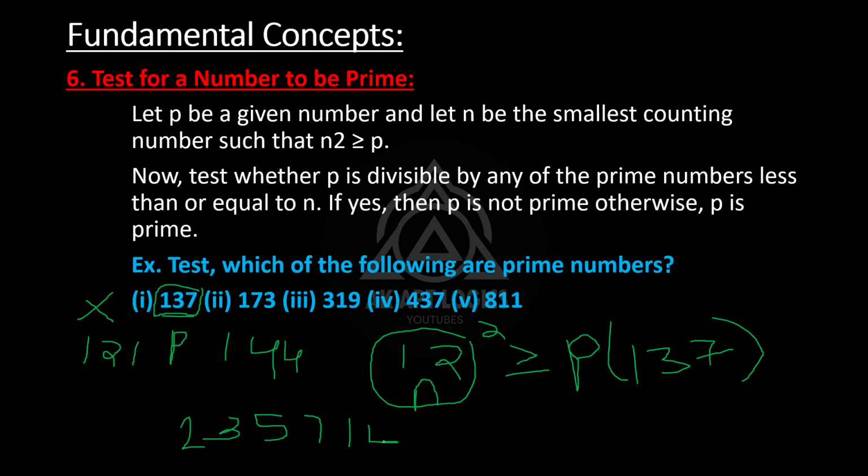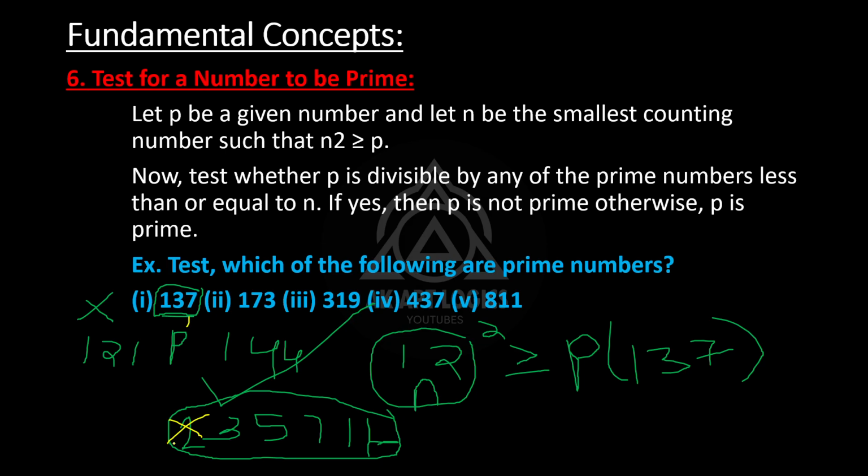After that we will get 13, which is greater than 12, so we shouldn't take that. We have to check whether 137 is divisible by these numbers 2, 3, 5, 7, 11. So let us check. Is 137 divisible by 2? No, because the last digit is 7, which is not even, so it is not divisible by 2.